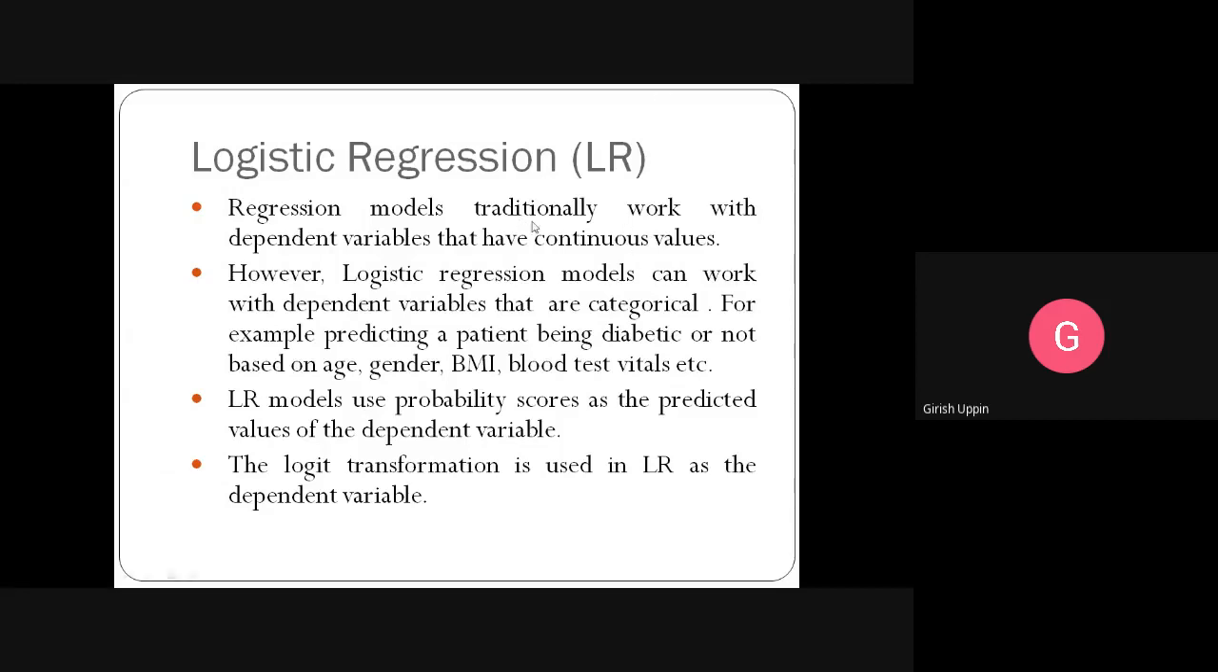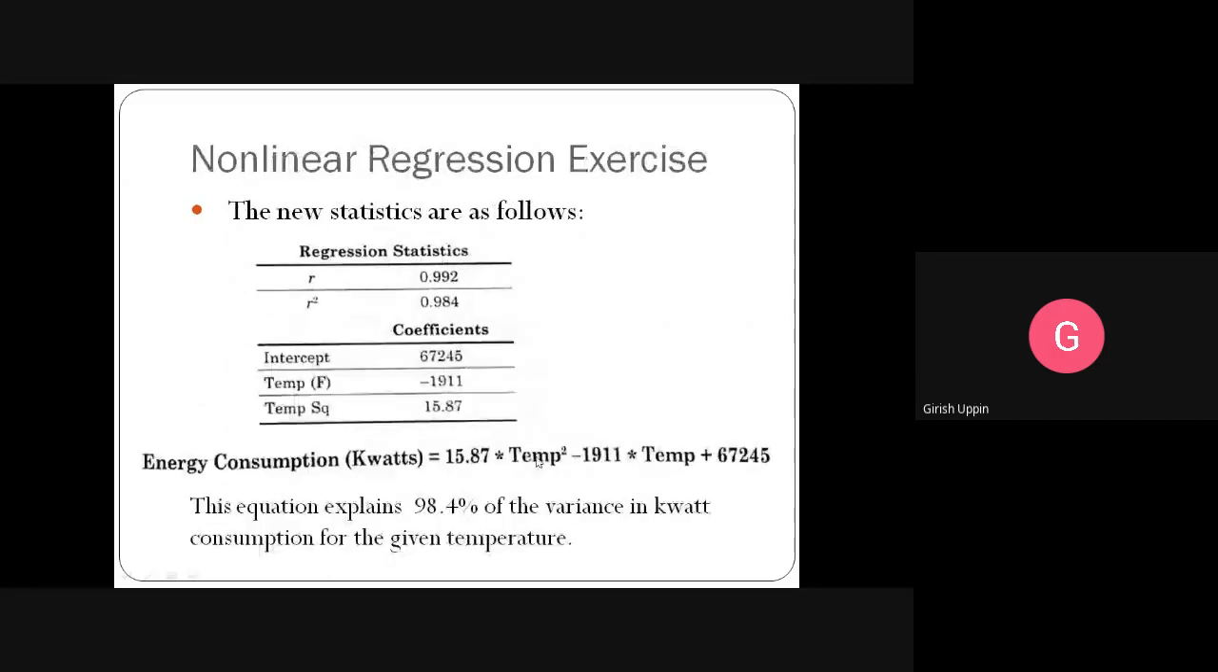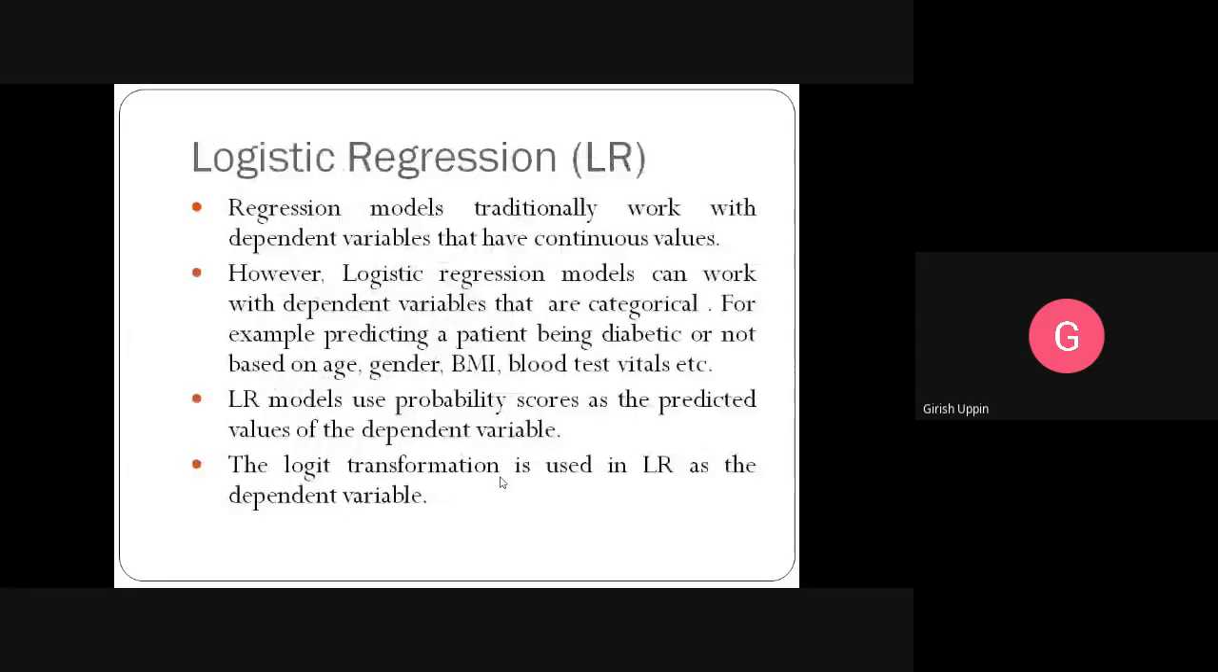For example, you put some temperature, right? You put temperature as 90 degree and you find out 90 square into 15.87, then minus 1911 into 90 plus 67,245. You will get some value, that is the total kilowatt consumption at 90 degree. That value is a continuous value, isn't it? Similarly, house price, you put the size and number of rooms, it will calculate and give some continuous value. But we can use logistic regression for the classification problem.